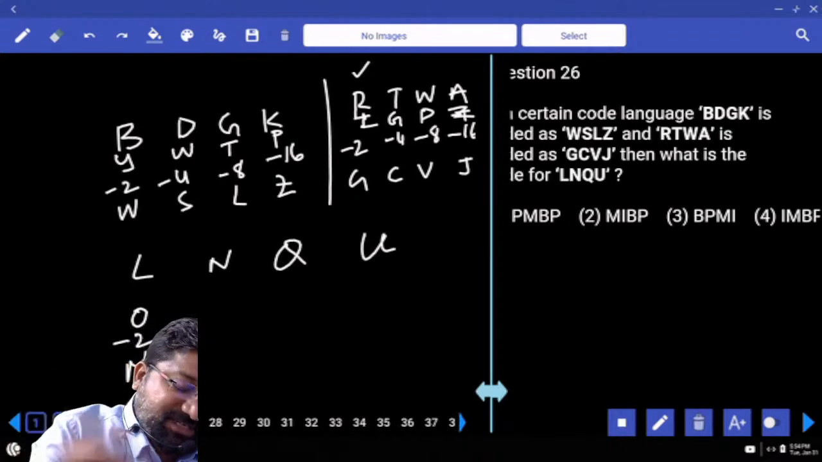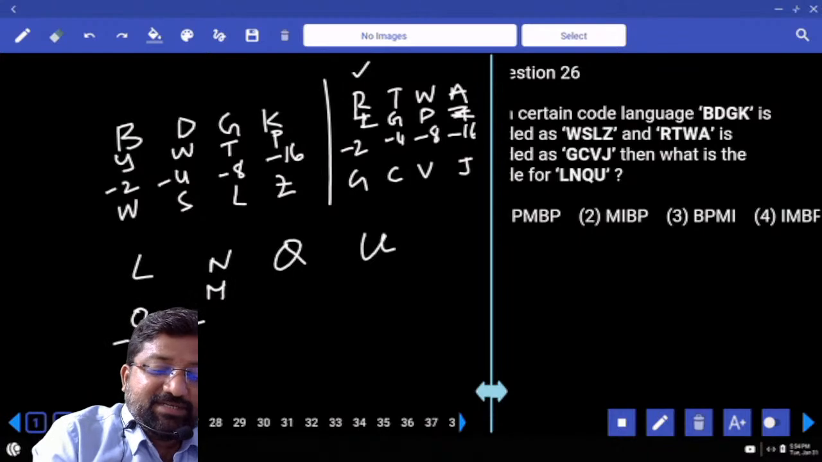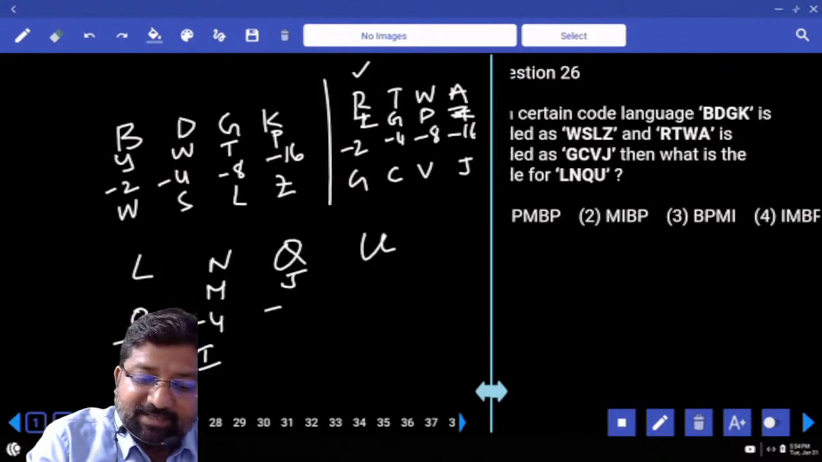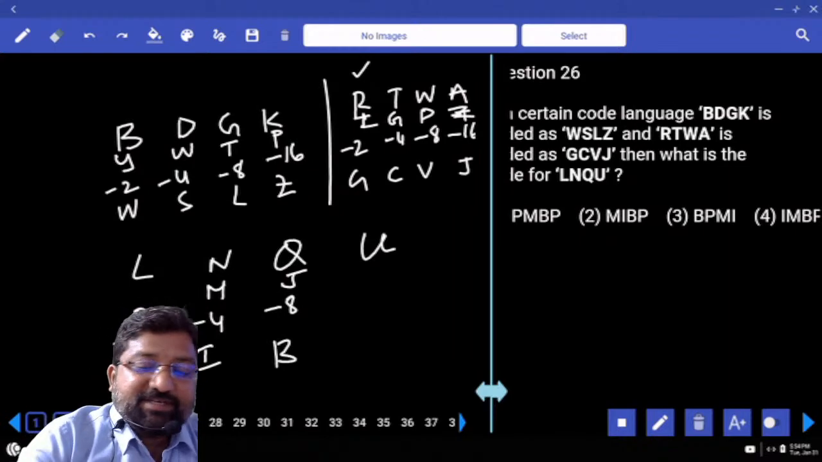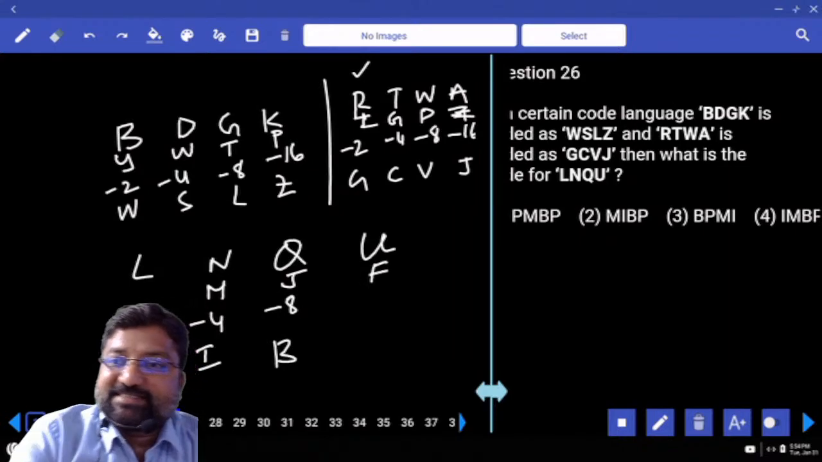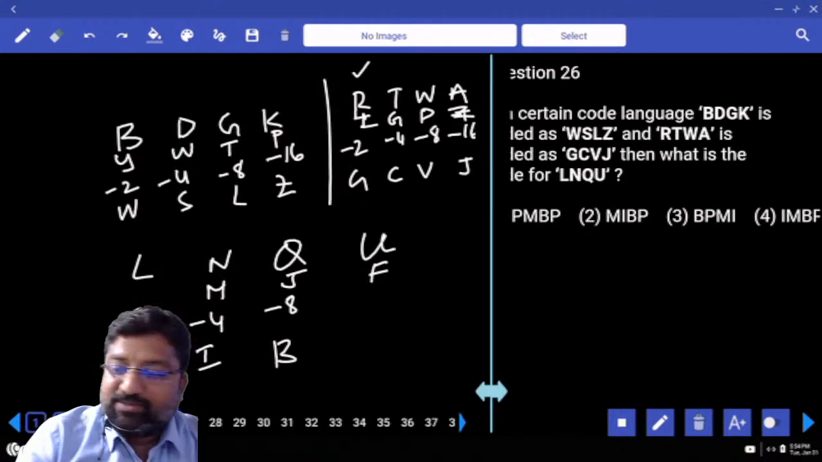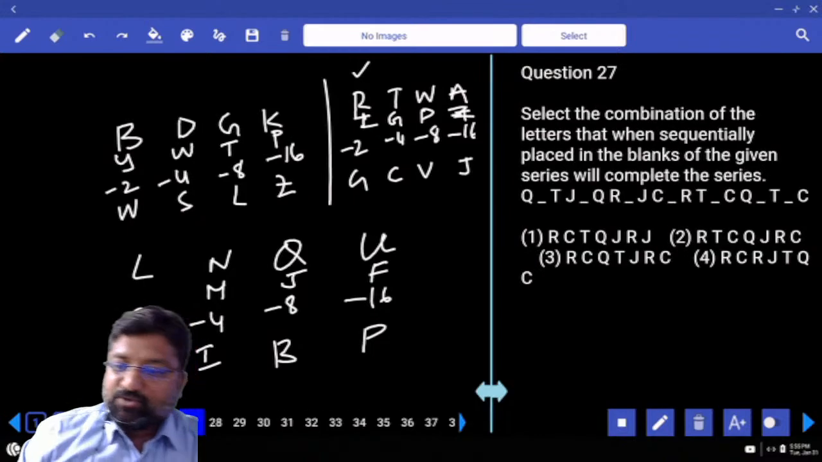If you want, you can also check. Opposite to N is M. M is how much? 13. 13 minus 4 is 9, I. Q, opposite is J. J is 10. 10 minus 8 is 2, B. U, opposite is F. F is 6, I can also take it as 32. 32 minus 16 is 16, which is P. Is this clear? So let's go for the next question.